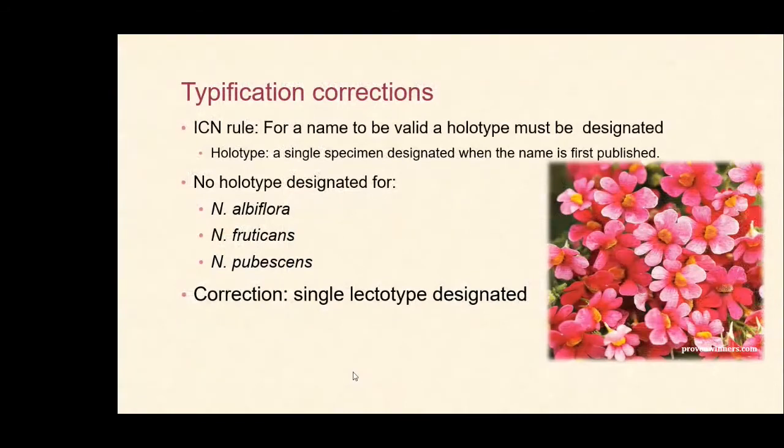Following the rules of the ICN, especially the one that states that for a name to be valid, a holotype must be designated, many typification problems of Nemesia species in the Free State were solved. For example, no holotype was designated for species including Nemesia albiflora, Nemesia fruticans, and Nemesia pubescens. So we corrected this by designating a single lectotype for each species. Next slide, please.